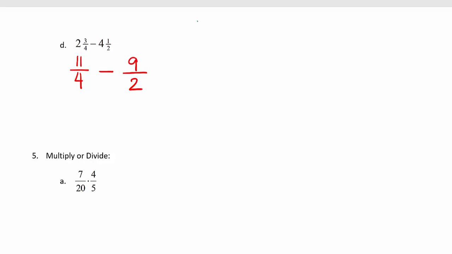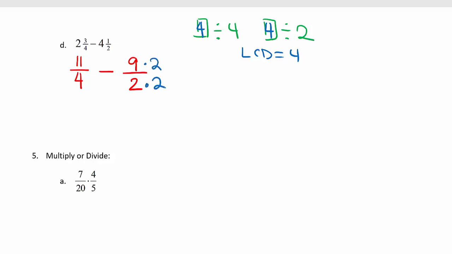Now for my LCD, I want to know what number is divisible by both 4 and 2. And this one I can do in my head. I know that 4 works. 4 is divisible by both 2 and 4. So my LCD is 4. I don't have to do anything to 11/4, but I'm going to take the 9/2 and multiply the top and bottom by 2. And that gives me 18/4. Now that the denominators are the same, I can subtract the numerators.